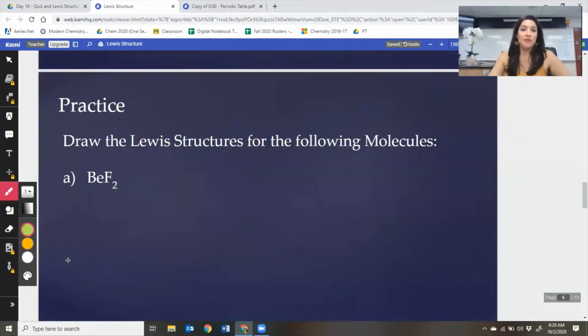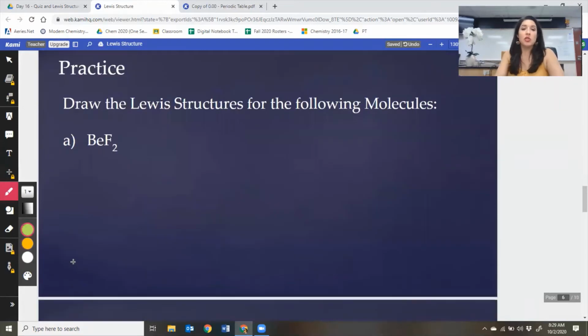Let's practice. So we'll draw the Lewis structure for this molecule. Let's write down what it is that we have. We have an implied 1 beryllium atom and 2 fluorine atoms. I want to decide which is the least electronegative and then arrange the rest of the atoms around it.